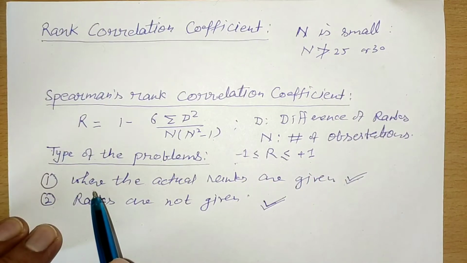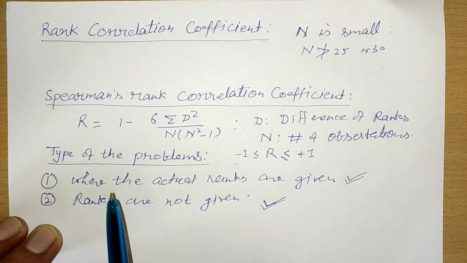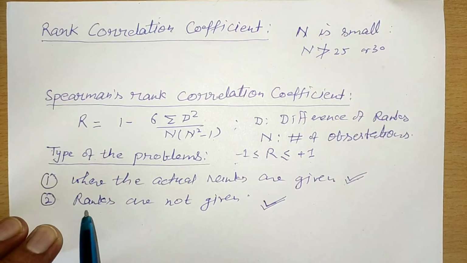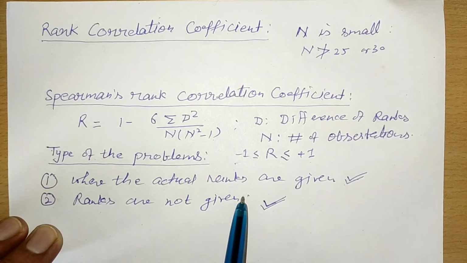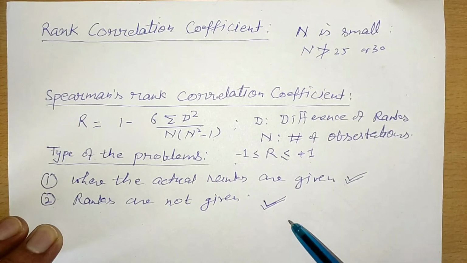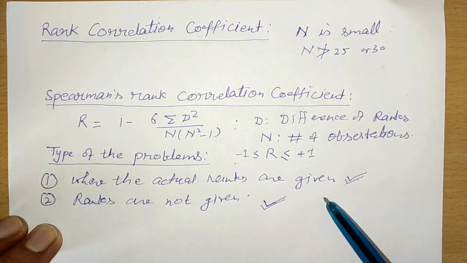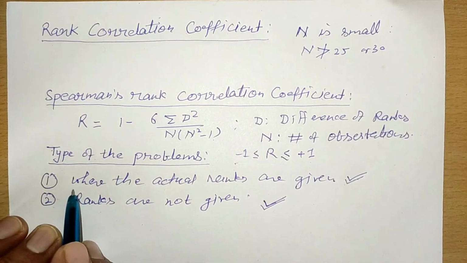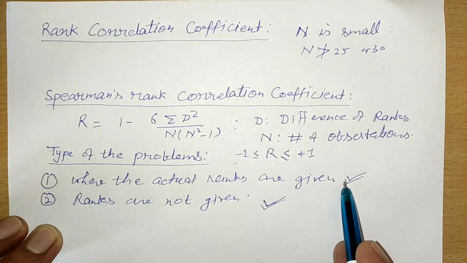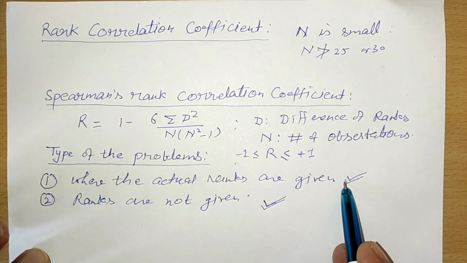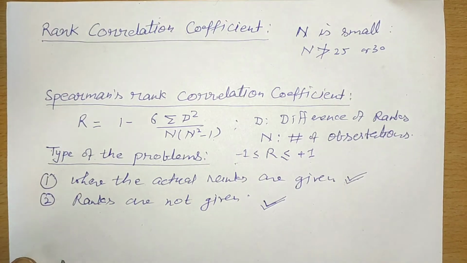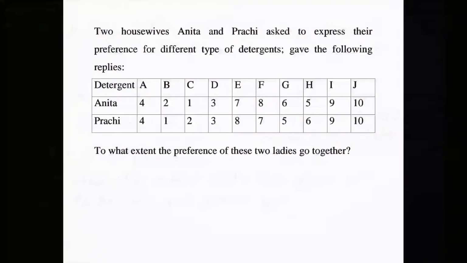You will get two types of problems. In the first type of problem, actual ranks will be given in the question, and in the second type of problem, ranks are not given in the question. So you will get these two types of problems in your coming questions. Firstly, I will talk about the first type, where the actual ranks are given, and how to solve it, with the help of an example.